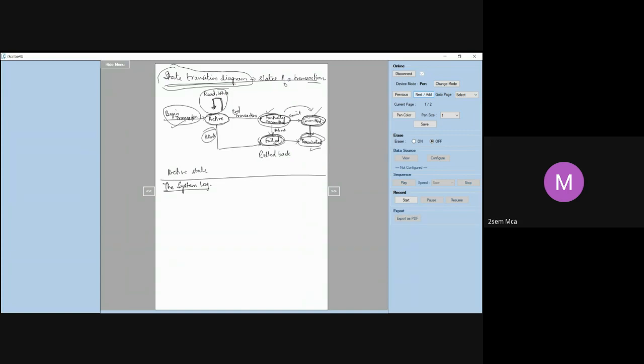What is a log? We have to first understand what we mean by a log. Any answer? What do we mean by a log? Ma'am, saved all the logins, I think. Saved all the logins, okay. Any other answer? Anyone else?